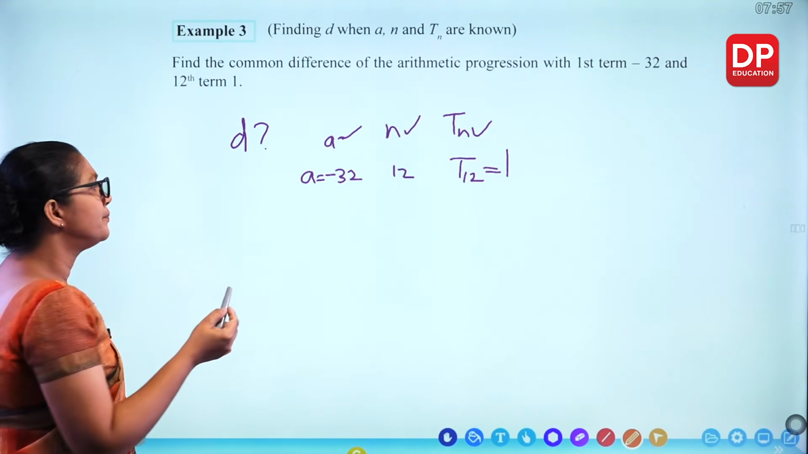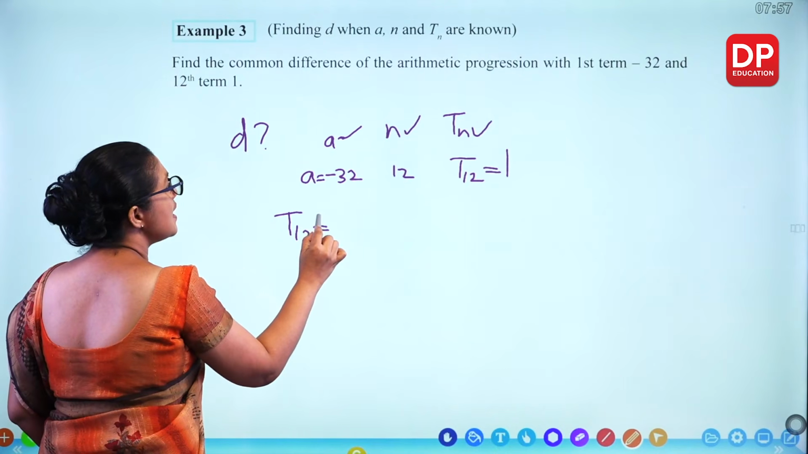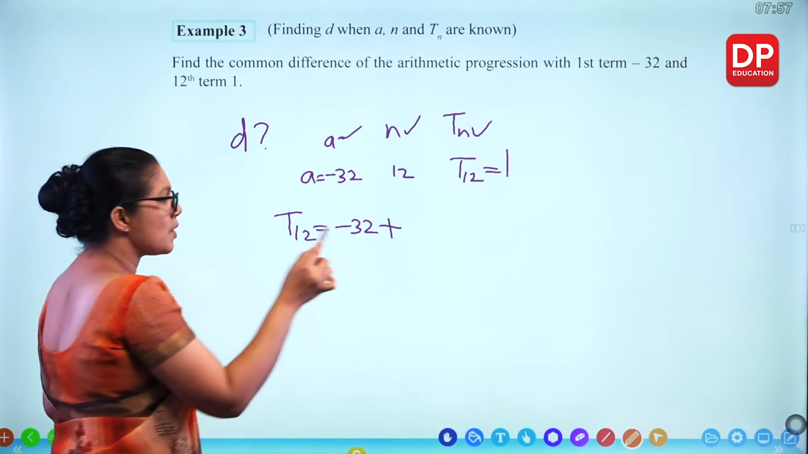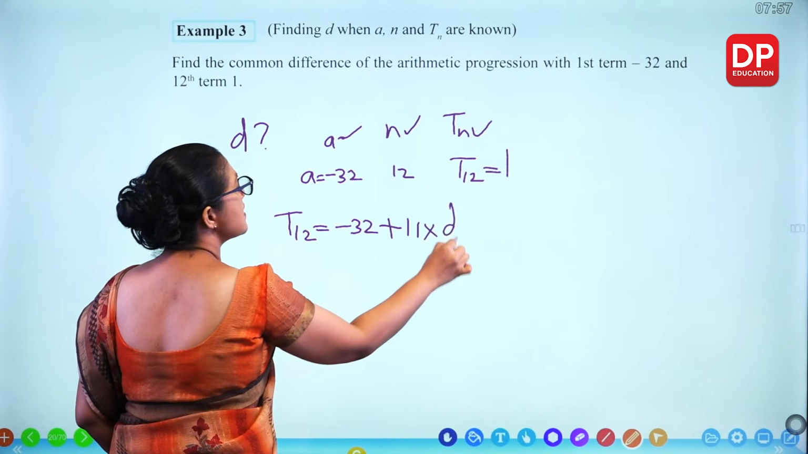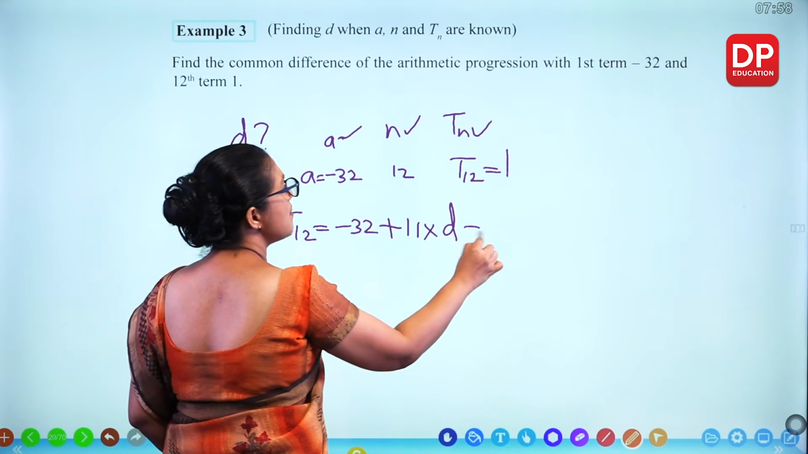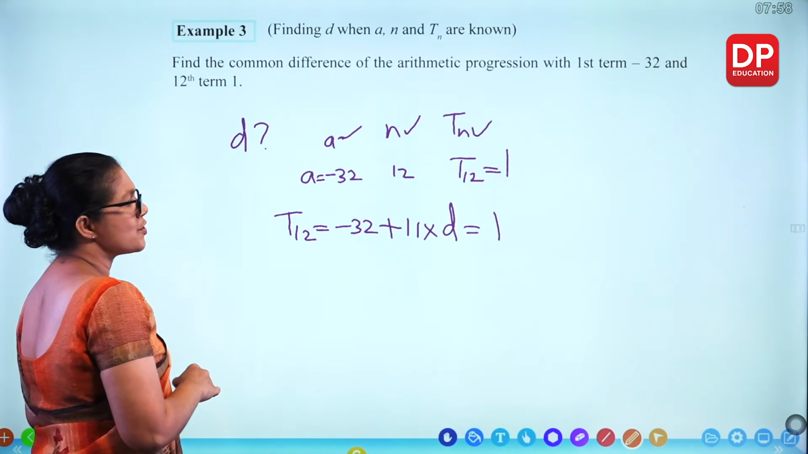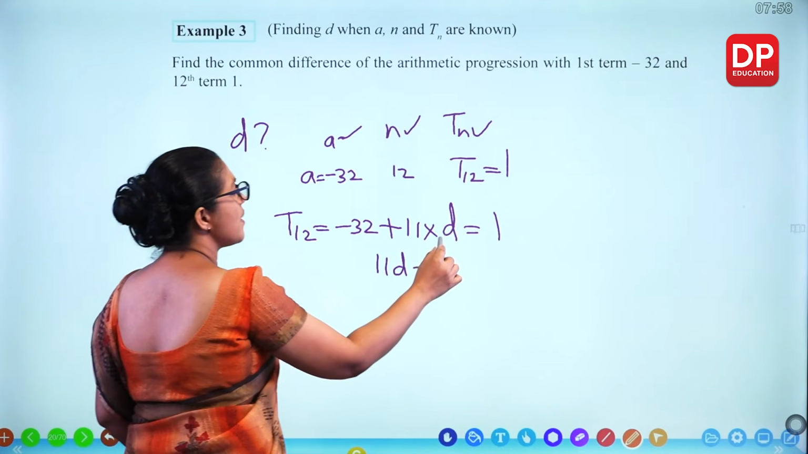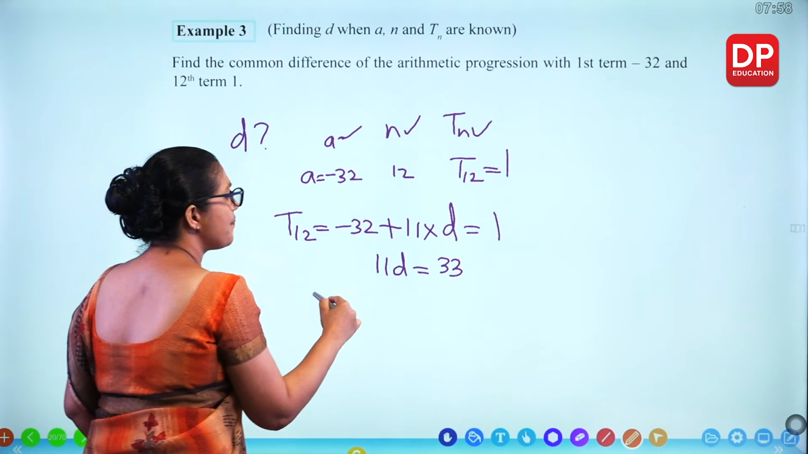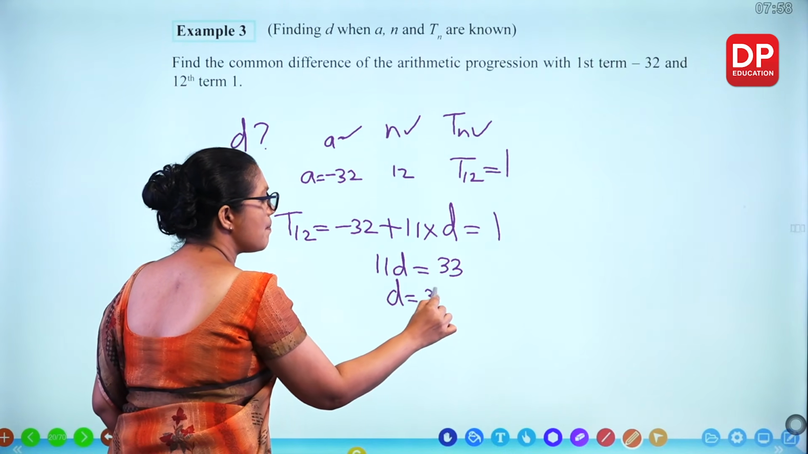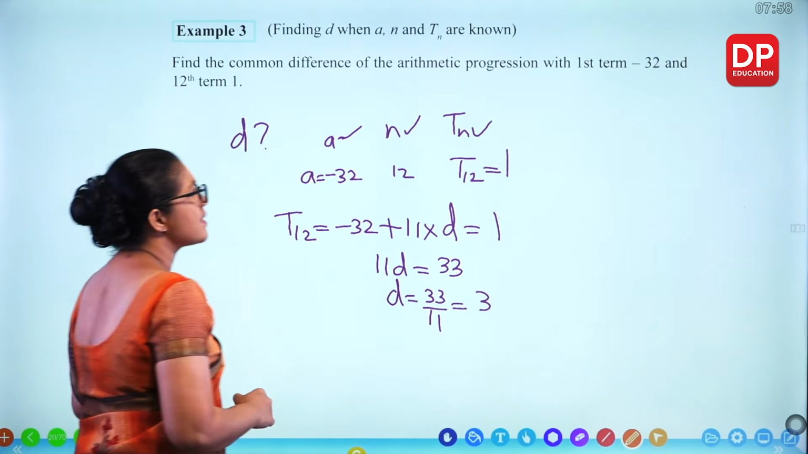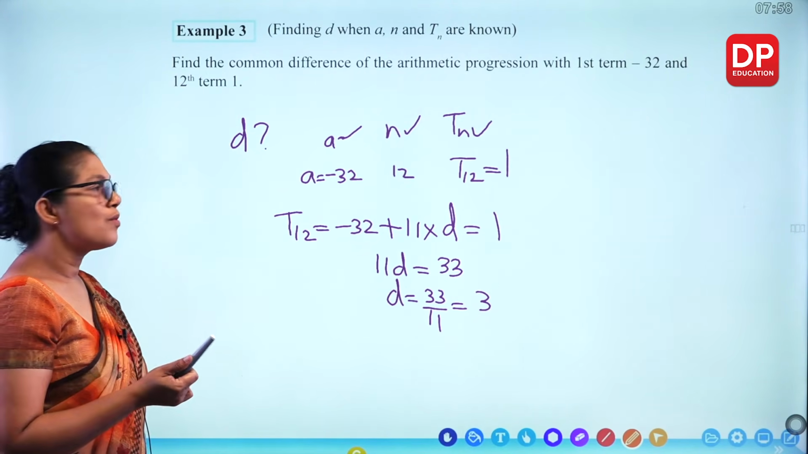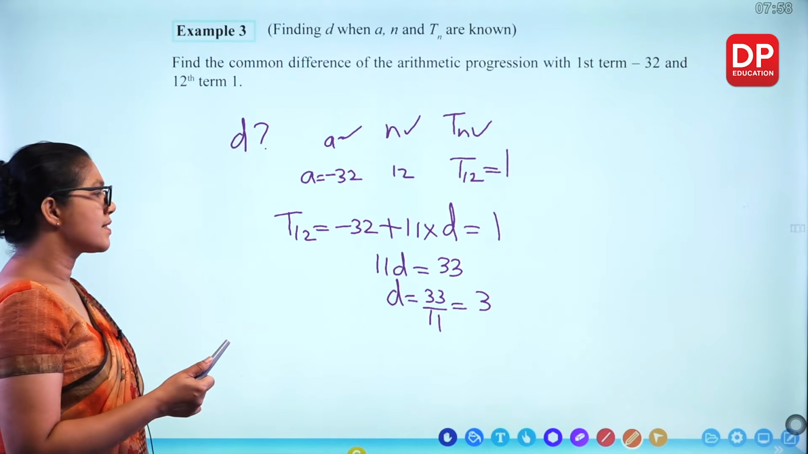Plug it to the formula now. T12 is A, that's minus 32, plus n minus 1, 12 minus 1 is 11, times D. D is unknown, but the 12th term is given 1. Substitute. Now take minus 32 to the other side. 11D equals 1 plus 32 becomes 33. D is 33 divided by 11, that's 3. So when A, n and Tn are known, we can find out the common difference.